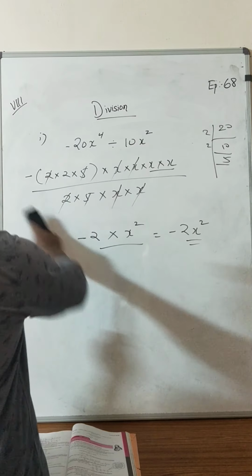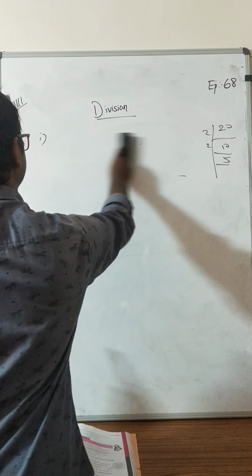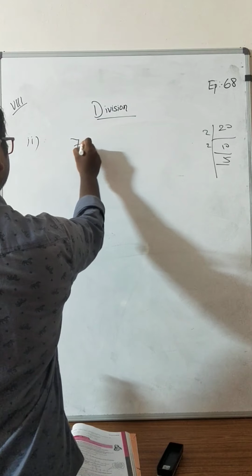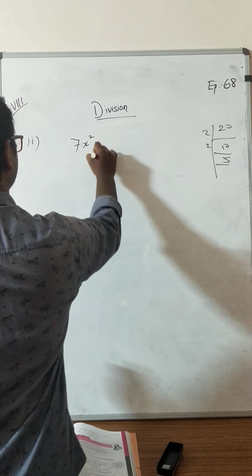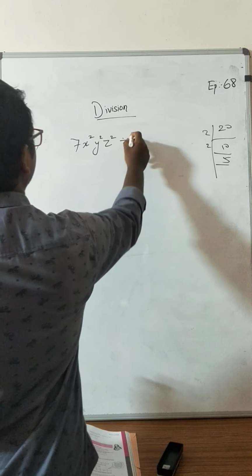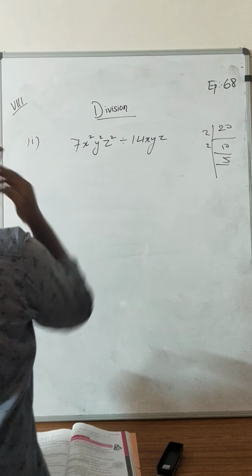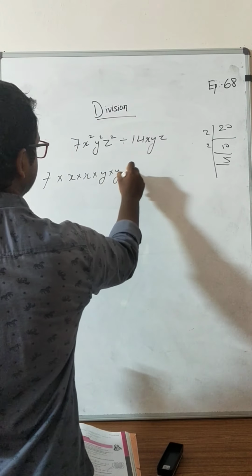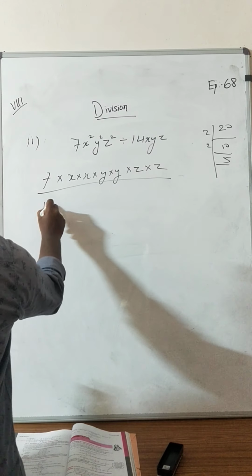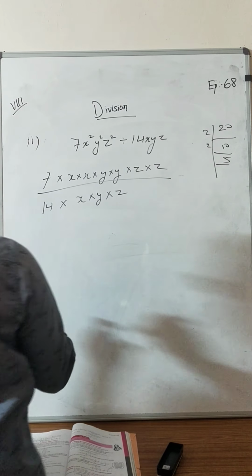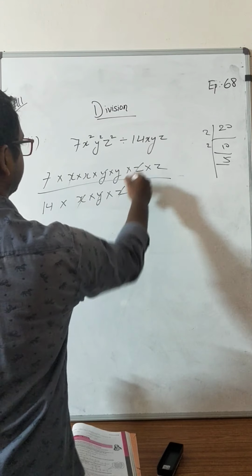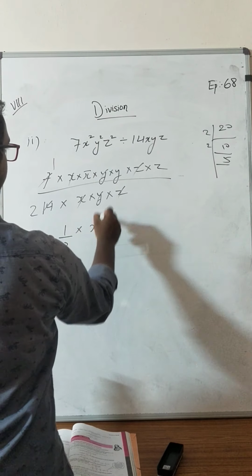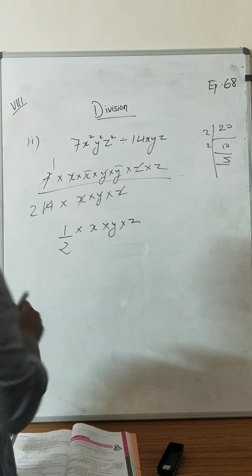Now see the second one using this method. The question is 7x square y square z square divided with 14xyz. Now let us open it. 7 is 7, x square is x into x, y square is y into y, z square is z into z, whole divided with 14 into x into y into z. See here, x and x will get cancelled, y and y will get cancelled, z and z will get cancelled. 7 divided by 14 is 1 by 2. So we are getting 1 by 2 into x into y into z. This is the easy way.